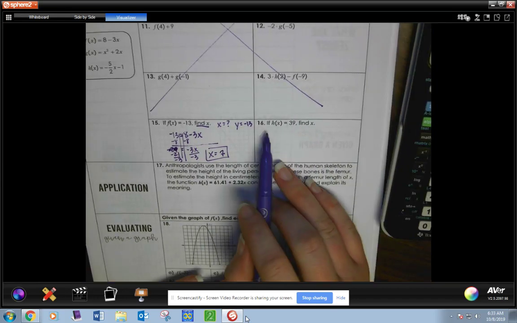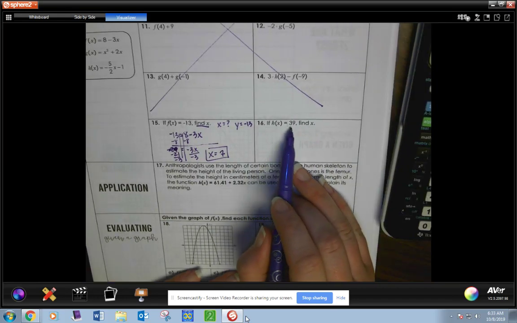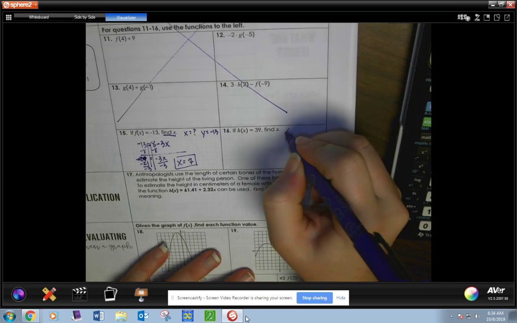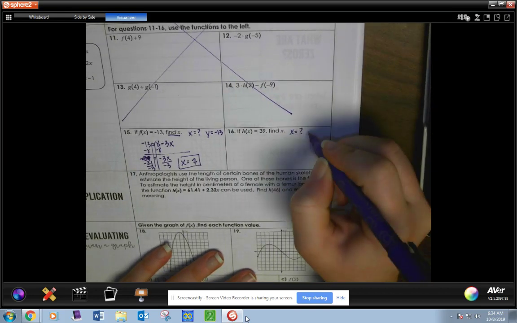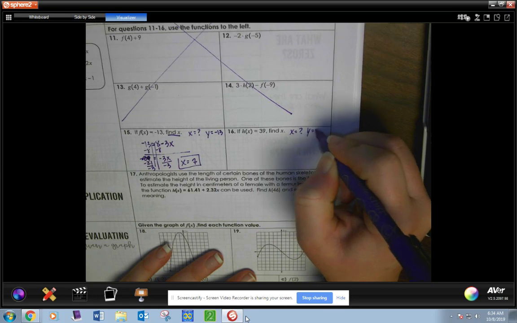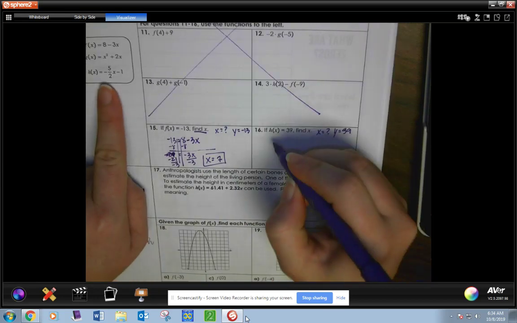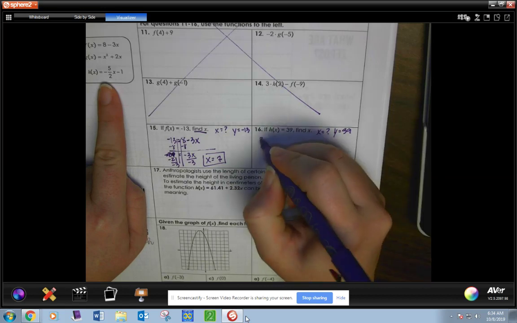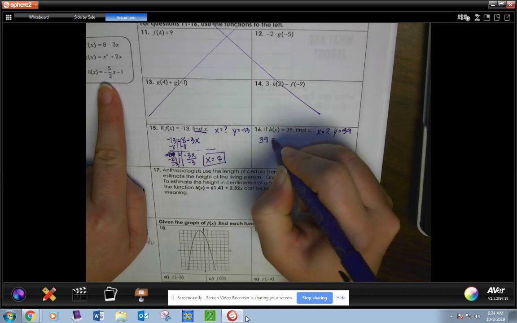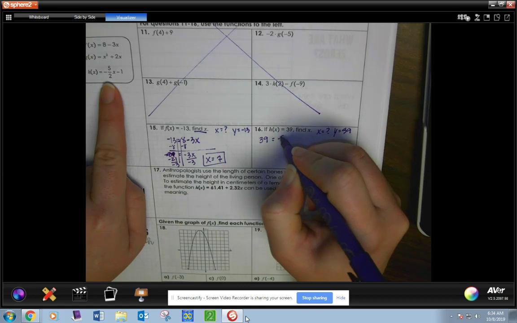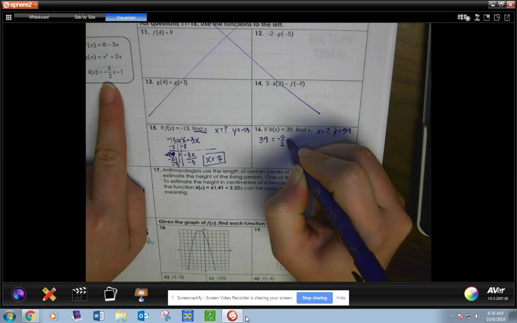Okay, so now if we're doing if h of x equals 39, find x, okay, you're going to have to use your h of x rule. Okay, so therefore, I don't know what x is, but I do know that y is 39. Okay, the h of x rule, we're going to take 39 and replace h of x and put equals negative 5 over 2, keep the x minus 1.